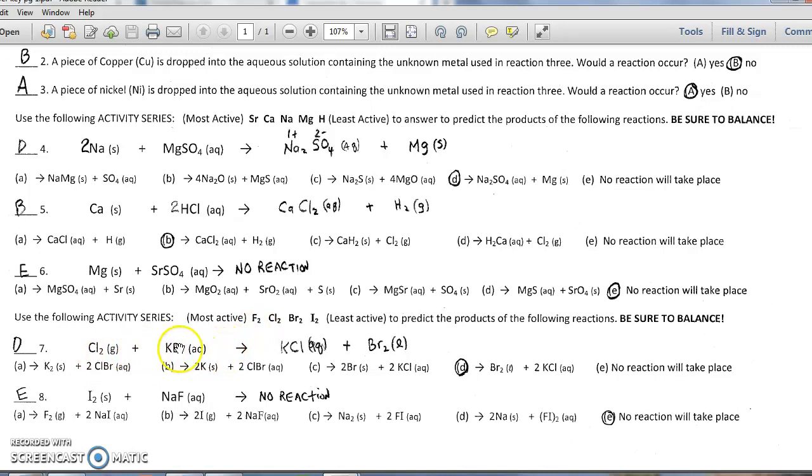So can chlorine displace bromine? Absolutely. We actually saw that in our 8-13 lab on the activity series. So what happens here is chlorine will replace the bromine. A nonmetal replaces the nonmetal. So now chlorine is with the potassium. Up here, metals replace metals. Down here, nonmetals replace nonmetals.